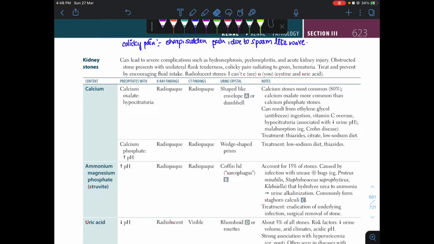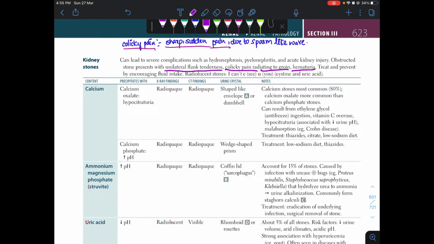Hydronephrosis means excess fluid in the kidney due to backup of the urine. That is, urine cannot be sent out, so it will back up to the kidney. And pyelonephritis is the inflammation of the kidney due to bacterial infection, and kidney stones also lead to acute kidney injury. Symptoms of kidney stones include unilateral flank pain, colicky pain that radiates to the groin, and hematuria.